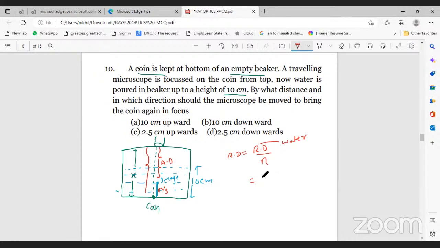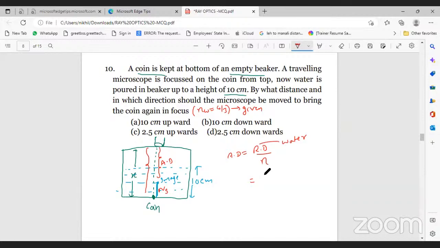But I think the data is incomplete here. We don't know what n is, right? You do one thing. Let me give this data. Refractive index of water is how much? 4/3. Let us take this as given: refractive index of water is 4/3.